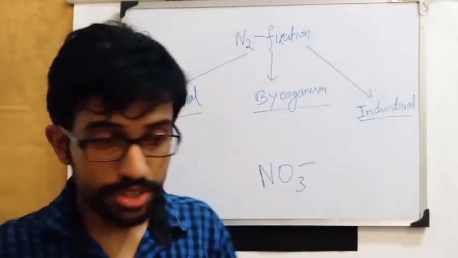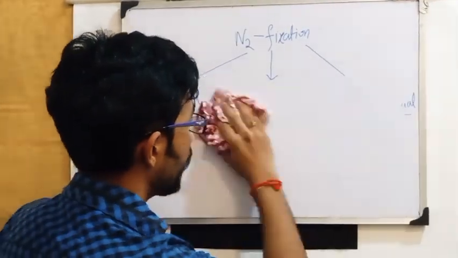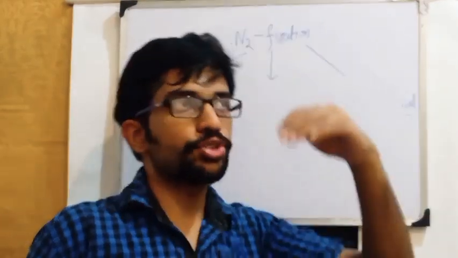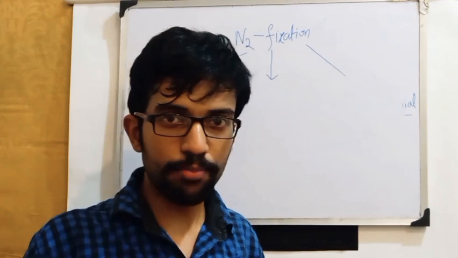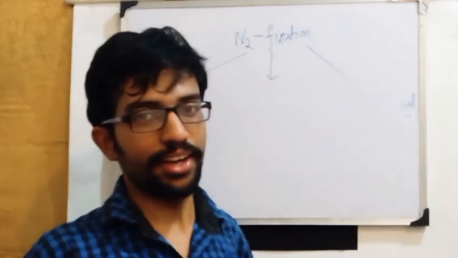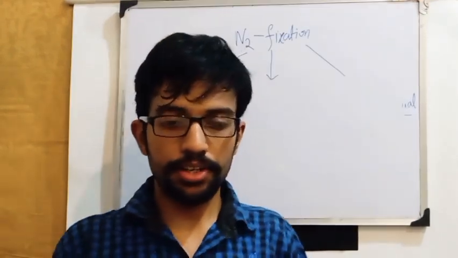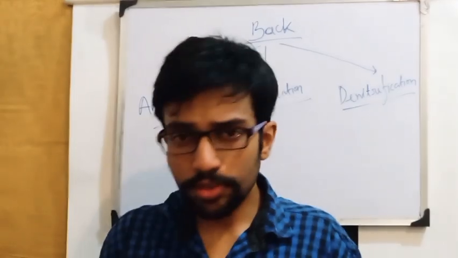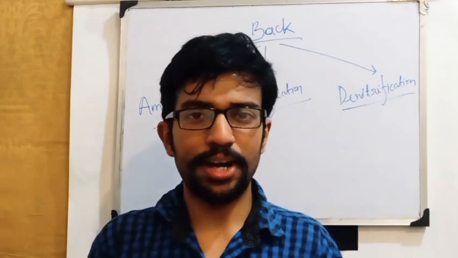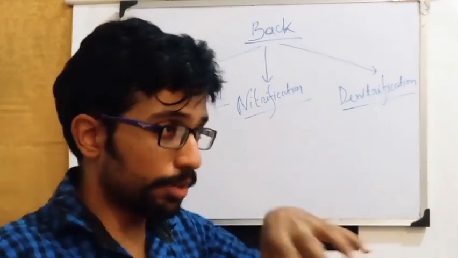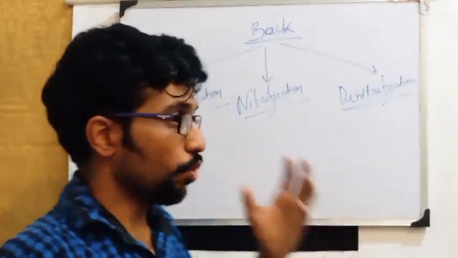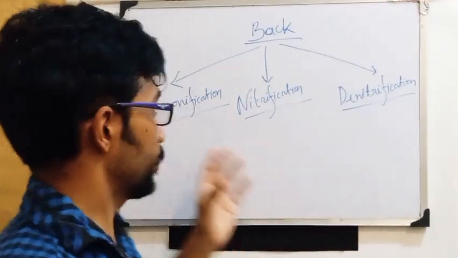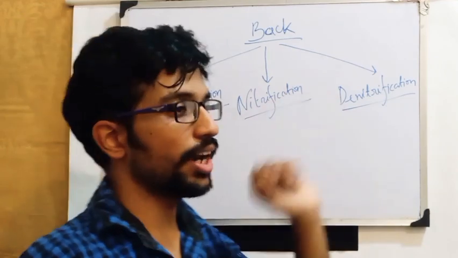And now it is time to give the nitrogen back to the air. It is the final process to give the nitrogen back to the air. How does the nitrogen go back to the air? This is a very interesting process. Just like the fixation of nitrogen, the return of nitrogen to the air is also done by three mechanisms: ammonification, nitrification and denitrification.